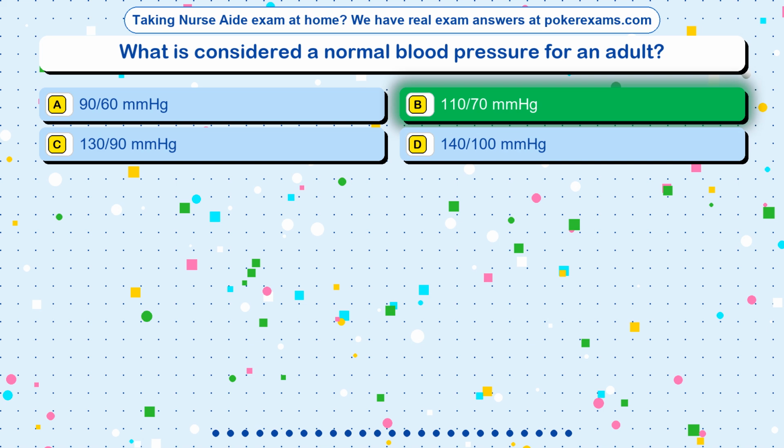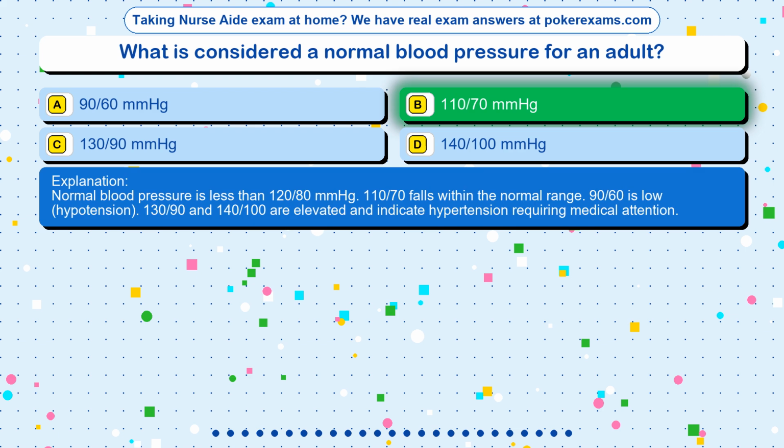The correct answer is option B, 110/70 mmHg. Normal blood pressure is less than 120/80 mmHg. 110/70 falls within the normal range. 90/60 is low, hypotension. 130/90 and 140/100 are elevated and indicate hypertension requiring medical attention.